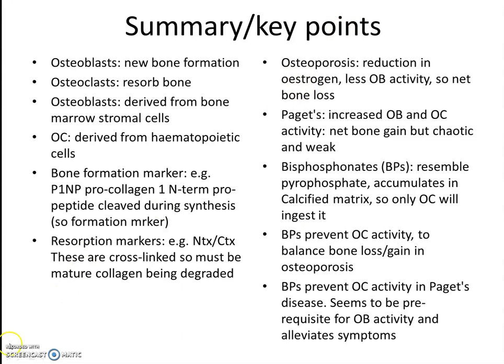So after that brief digression, osteoporosis, a disease where we've got reduced estrogen levels resulting in reduced osteoblast activity, so the net effect is bone loss because the osteoblasts are not working as well as they should. Paget's disease, we've got the increase in both osteoblasts and osteoclasts, creating a chaotic, weak bone. Both of these diseases can be treated with bisphosphonates, which accumulate in bone and poison the osteoclasts, which resorb bone.